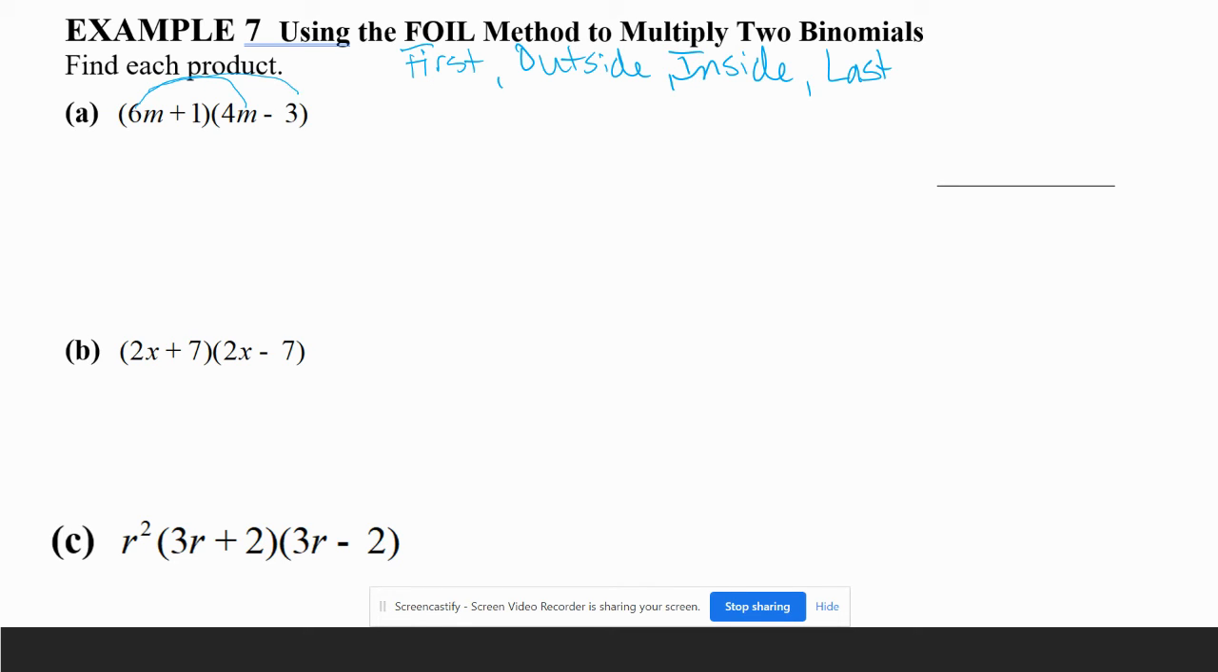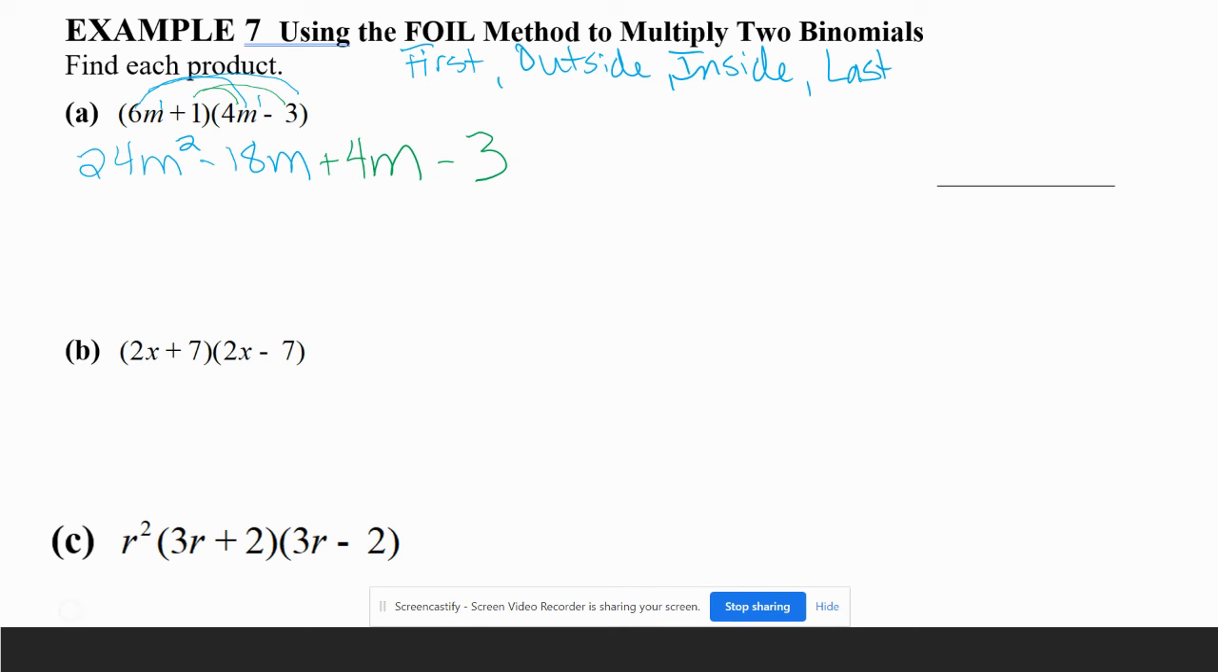First, outside. So 6m, remember these are first powers. 6 times 4 is 24. M to the first and m to the first is m squared. 6 times negative 3 is negative 18m. And then on the inside, we have 1 times 4 is 4m, and 1 times negative 3 is negative 3.